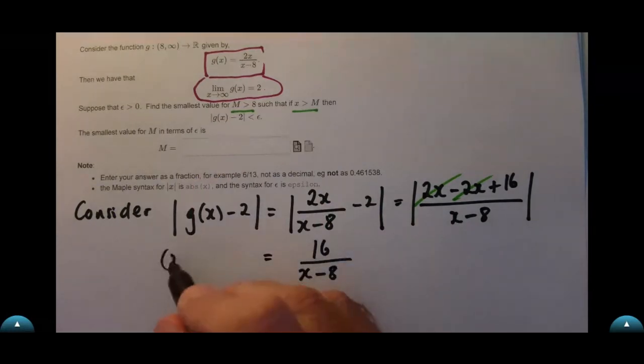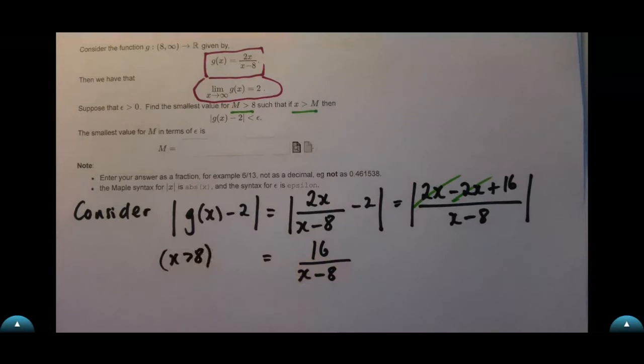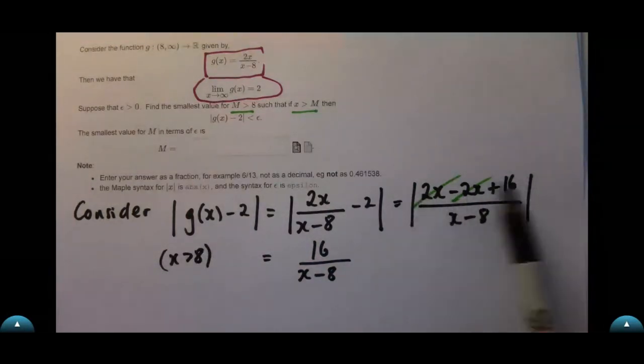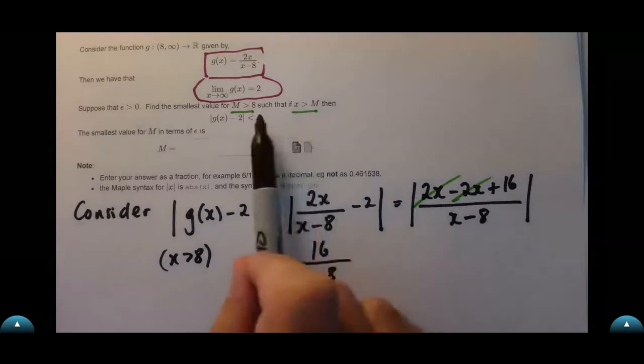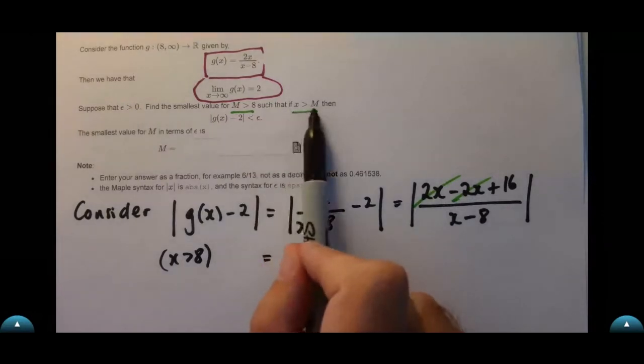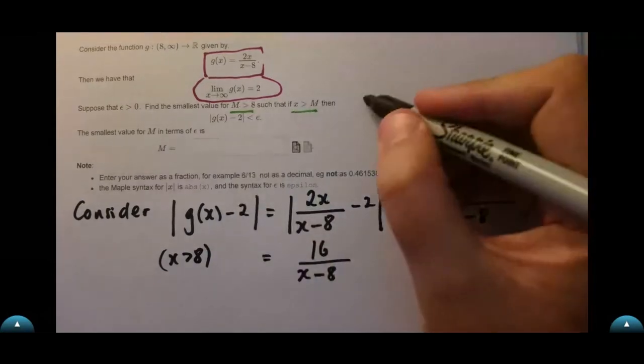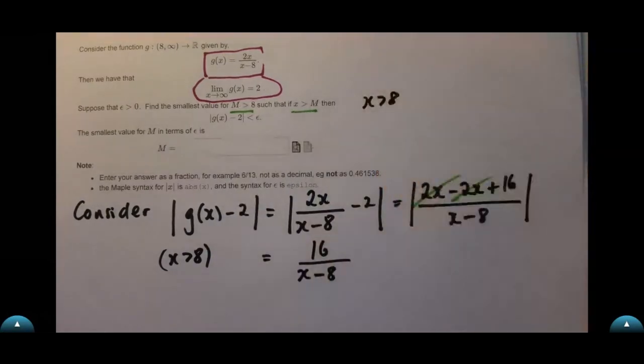All right, so the justification there, going from there to there: firstly, the top's positive, so you can get rid of the top part. The bottom's going to be positive because we're told that x is going to be bigger than m and m is bigger than 8, so x is definitely going to be bigger than 8.